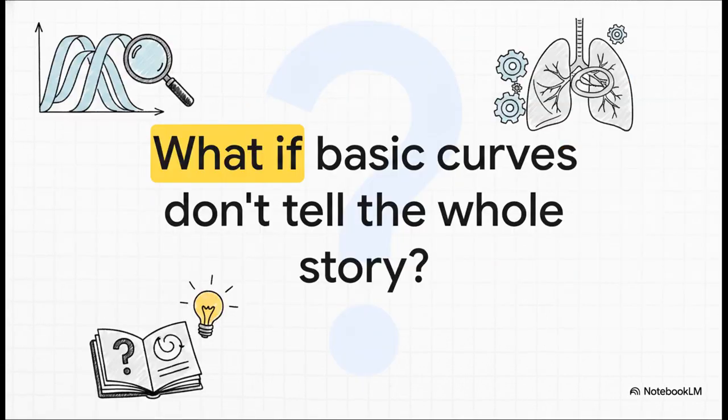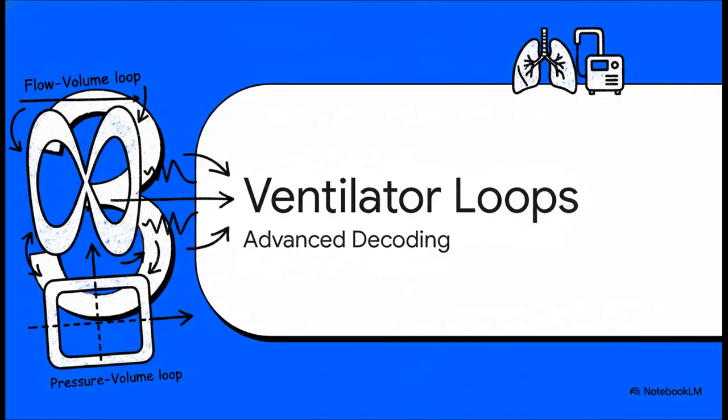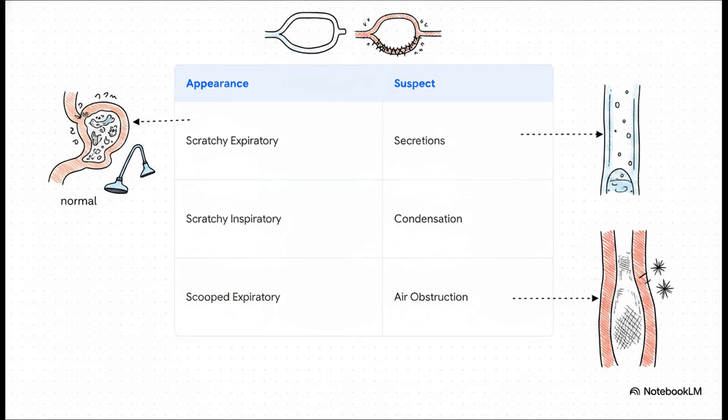Easy. Okay, so we've mastered the basic curves, and we've caught the most common culprits. But what if those three basic timelines just aren't giving us enough information? What if we need to dig a little deeper into the patient's lung mechanics to crack a really complex case? That brings us to part 3, decoding ventilator loops. By taking the parameters we've already learned and graphing them against each other instead of just against time, we unlock our most advanced diagnostic cheat codes.